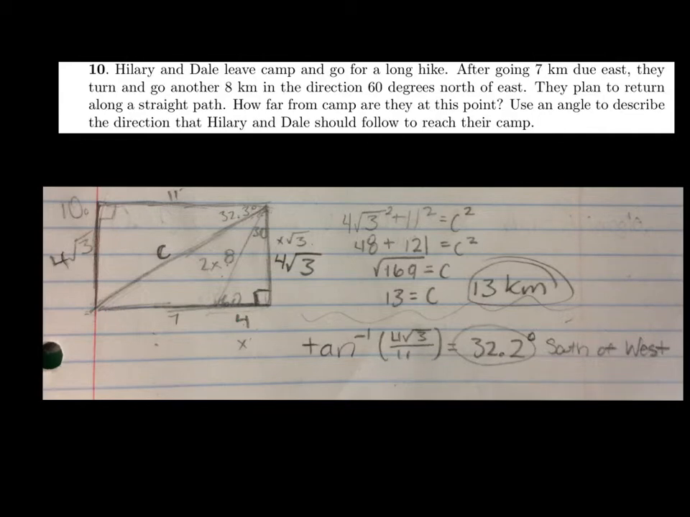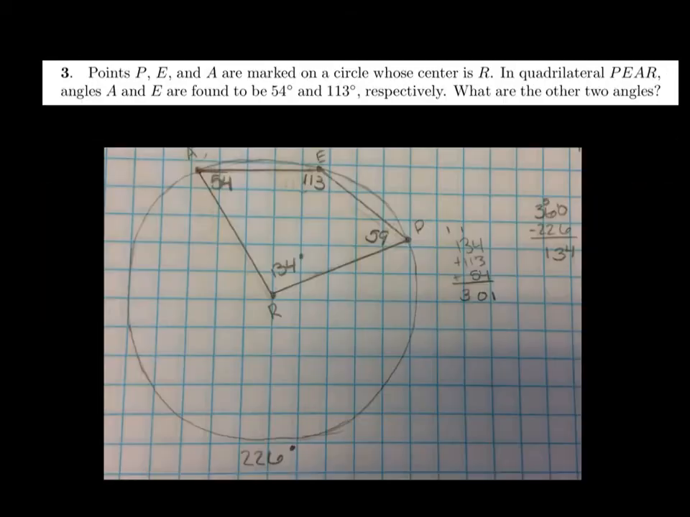Yeah, and then you add 4 and 7, so then you have 11 and 4 root 3, and you plug that into the Pythagorean theorem, so then you get C is 13. And then you do inverse tan of 4 root 3 over 11, and you get that they should travel 32.2 degrees south of west to get back here. Good.